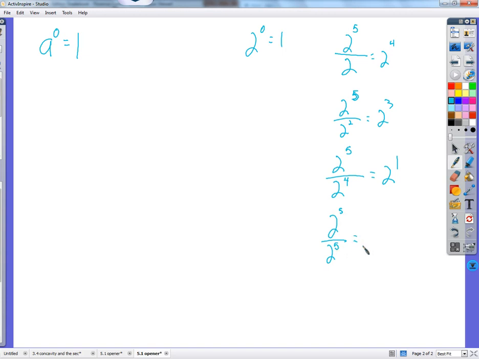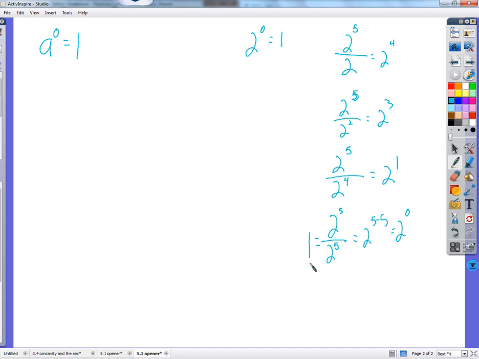That's 2 to the what? 0. 2 to the 0. 2 to the 5 minus 5. Here we have 2 to the 5 minus 1 is 4, 5 minus 2 is 3, 5 minus 4 is 1, 5 minus 5 is 0. So we got 2 to the 0. But what is it? 2 to the 5th is just 32. What's 32 divided by 32? It's 1. Anything divided by itself is 1.